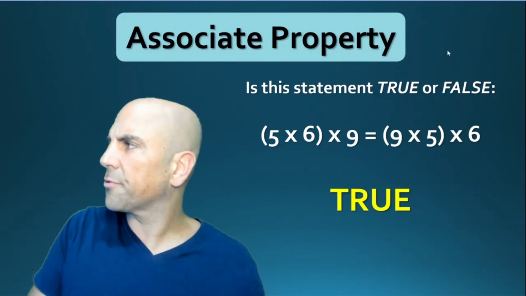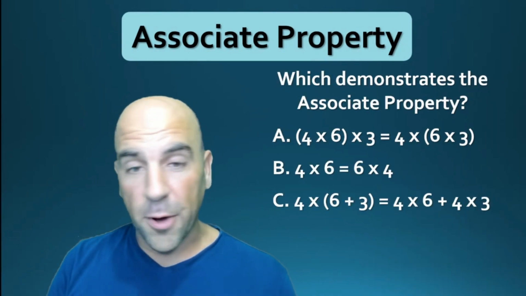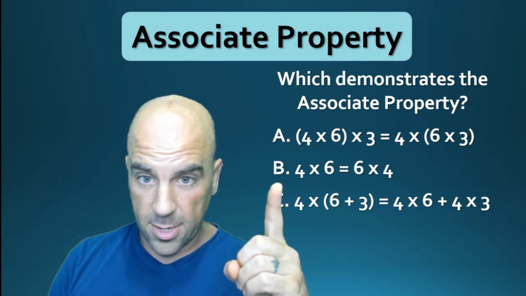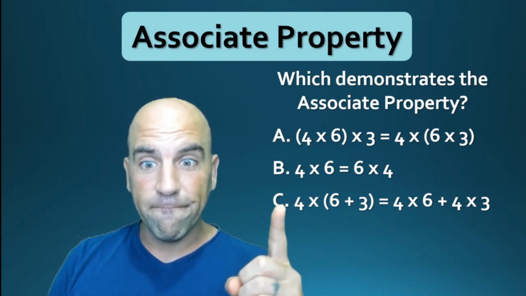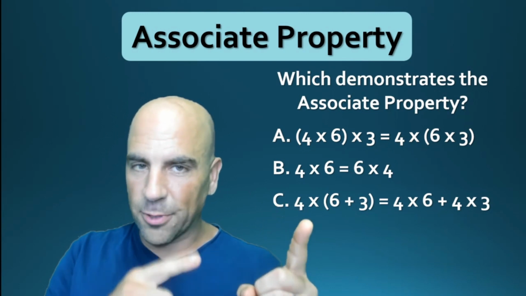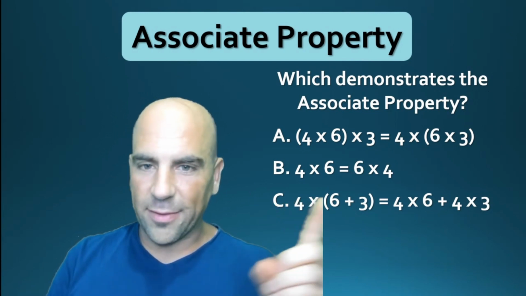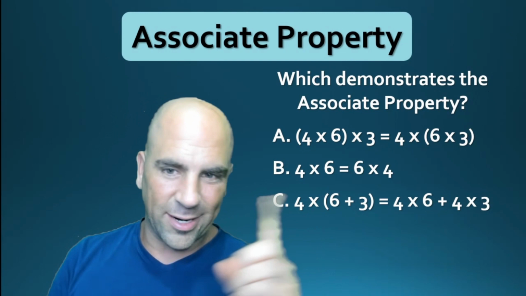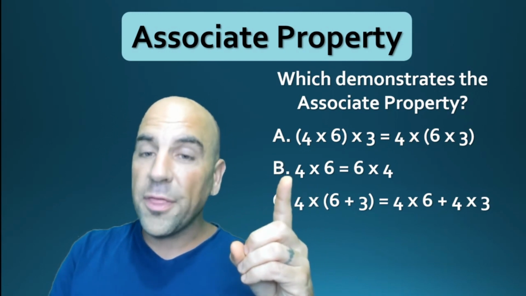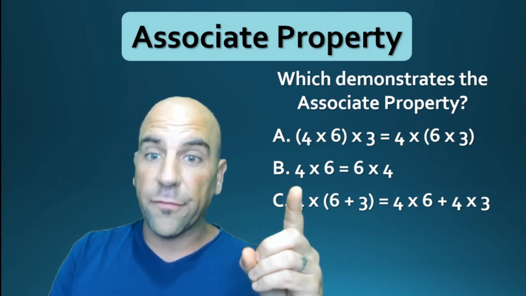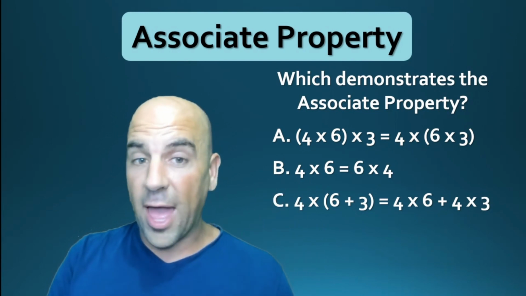Let's try something else. Which demonstrates the associative property? All right, you got 3 choices here. A, B, C. What do you think? C's out. I mean, there's multiplication and addition on the same side, and then it's regrouping, with brackets here and not on the other side. B is true, but the one that goes with the associative property for sure is letter A.